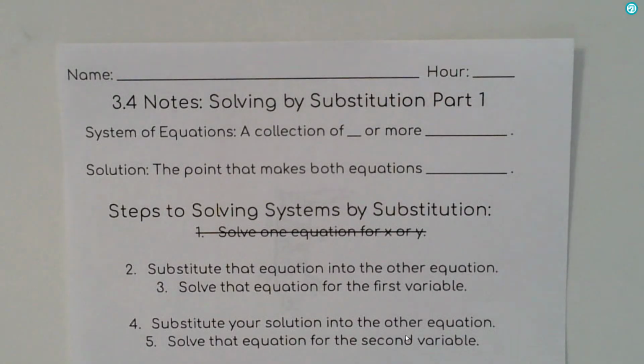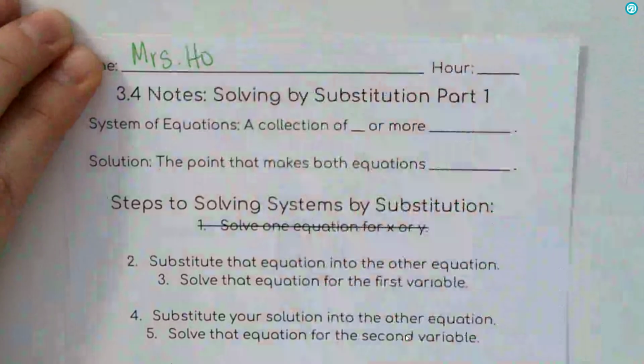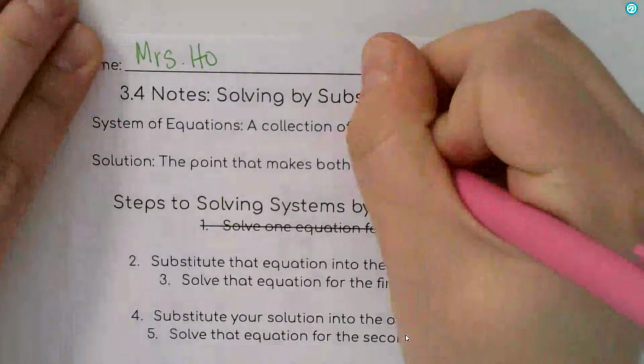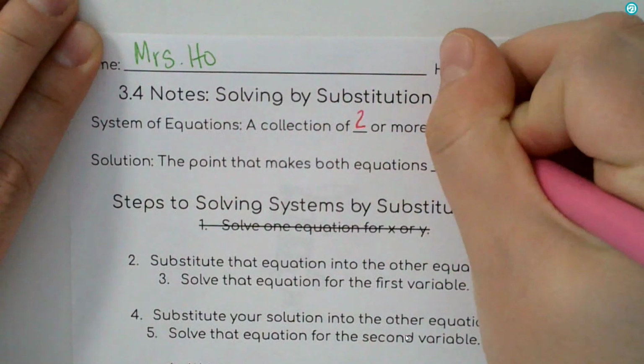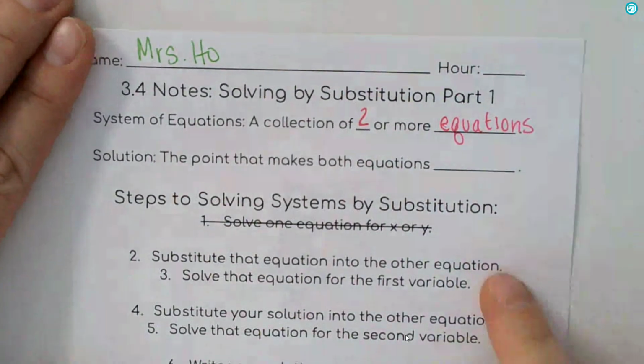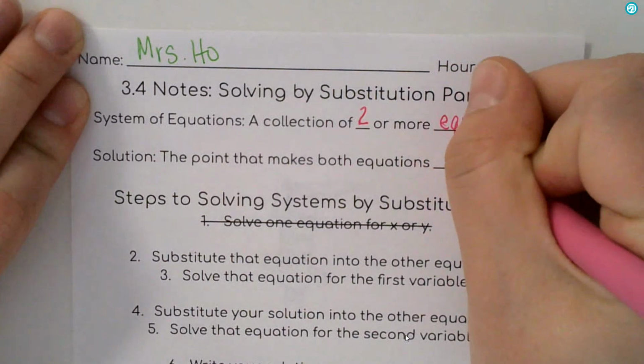Hey, this is solving systems by substitution, part 1. A system of equations is still the same thing, a collection of 2 or more equations. So we're back to equations. 3.3 was the only inequalities we'll deal with. We are back to equations for the rest of the unit. Our solution to our system is still the point that makes both of our equations true.